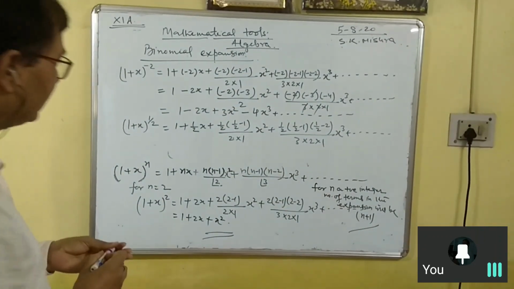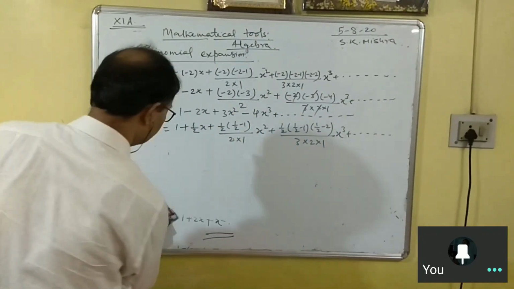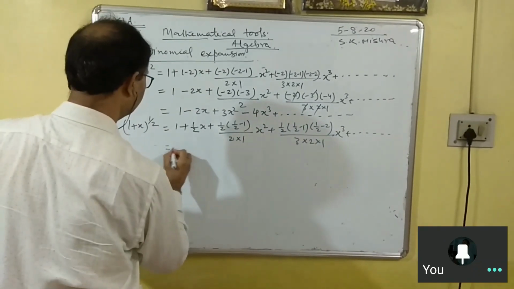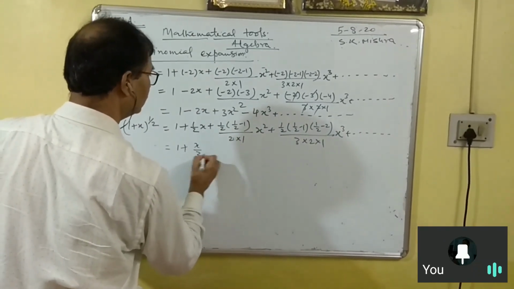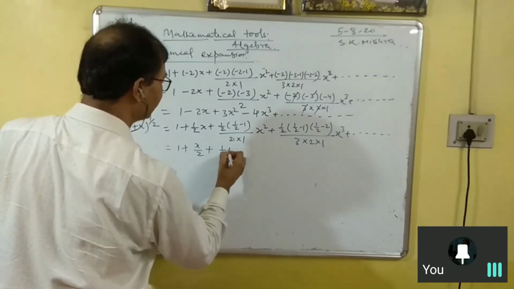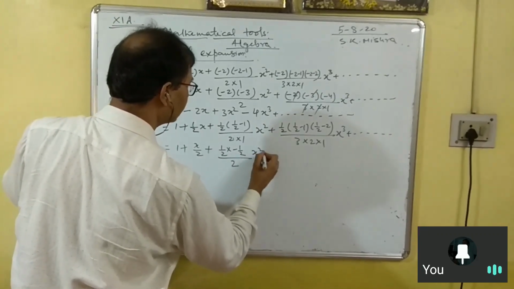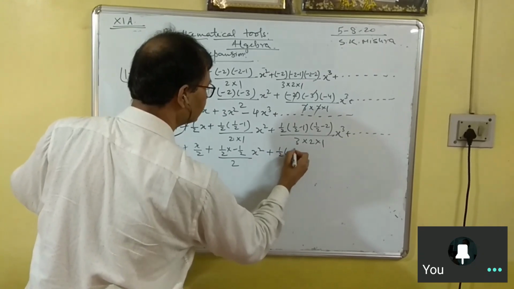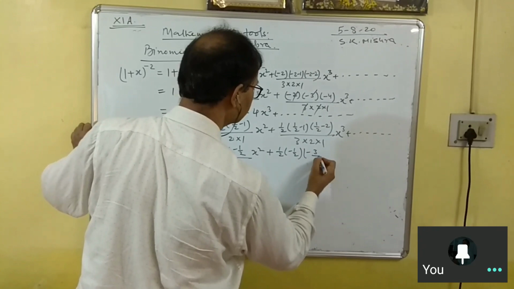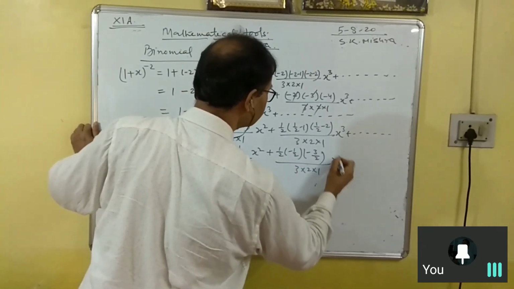So just solve it. What do you get? So this is 1 plus x by 2 plus half, and see the half minus 1, this is minus half, divided by 2 into x square, plus this is half, this is minus half, and this is minus 3 by 2, and denominator it is 3 to 1, then x cube.